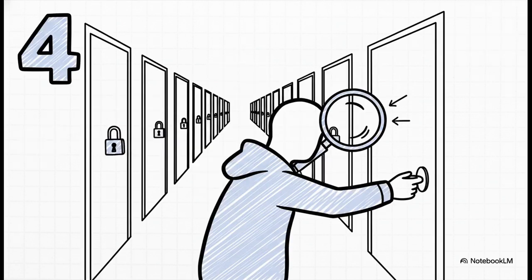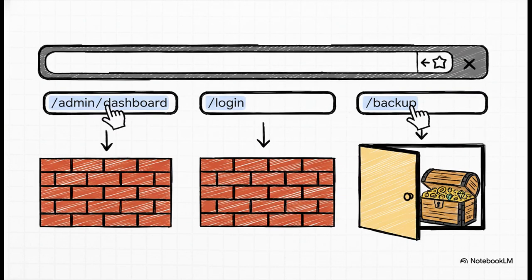Number 4 is maybe the most straightforward one of all, forced browsing. This isn't some complex hack. It's more like just digitally snooping around and trying doors. And yep, it's really this simple. An attacker just starts guessing common page names. They'll literally just type things like /admin or /dashboard into the browser's address bar. And if a developer forgot to put a lock on that page because they thought, no one will ever find it, the attacker just walks right in.